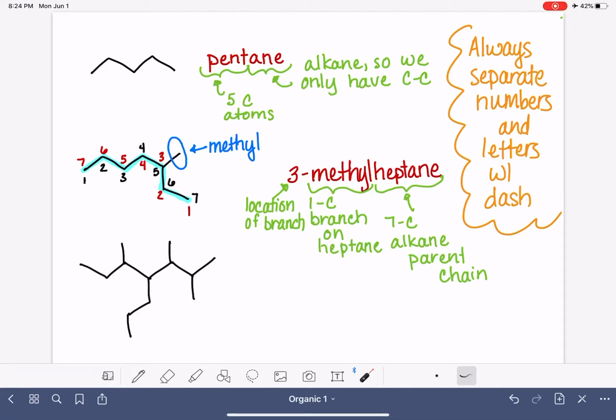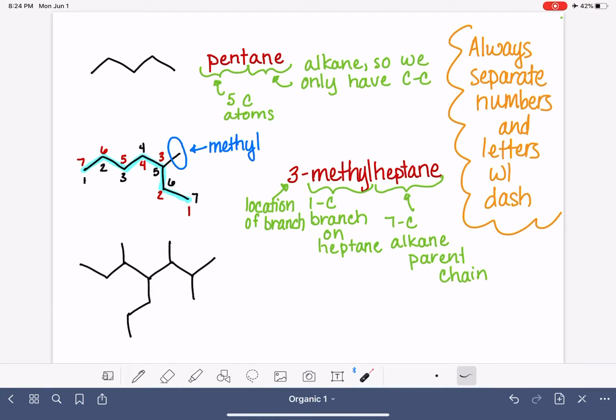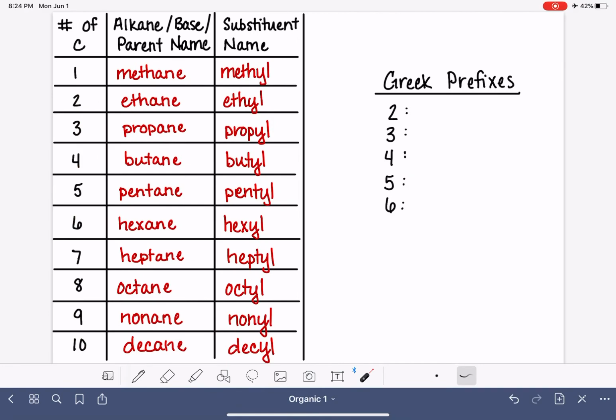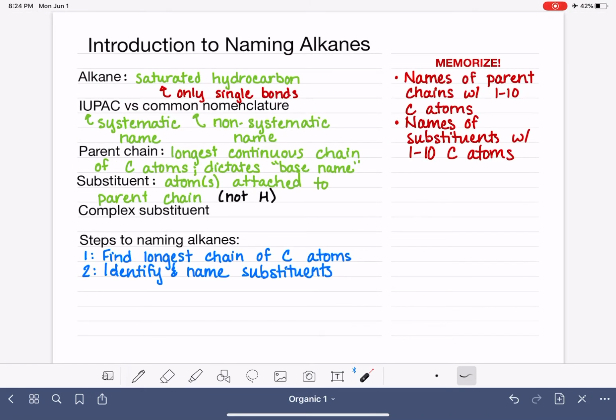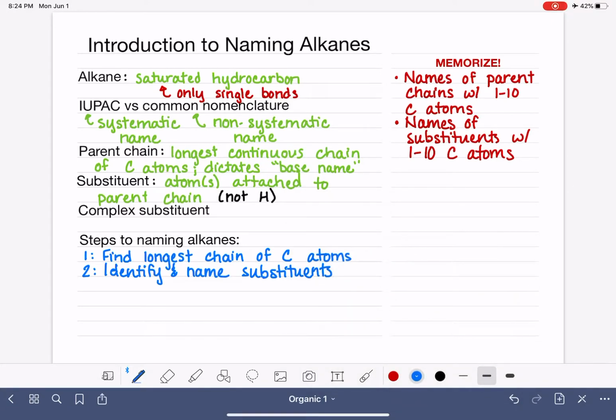So now we've seen two examples of naming alkanes. We've seen just a regular straight alkane, unbranched, and we've seen an alkane with a single branch and how to name those. So this is our next project. This molecule has a lot of branches on it. Before we tackle this molecule, let's go back to the first page here and add a little bit to our steps for naming alkanes.